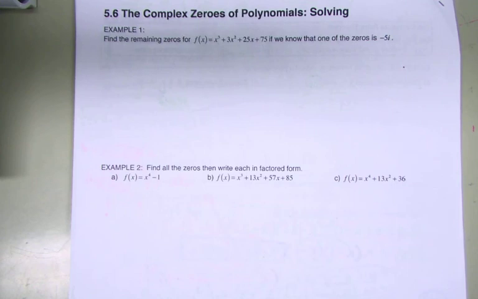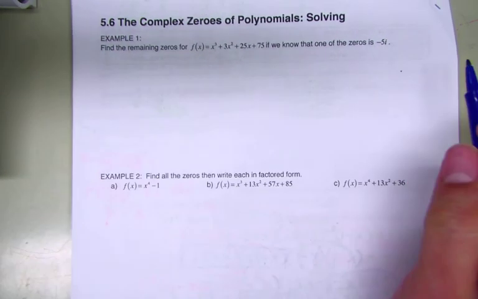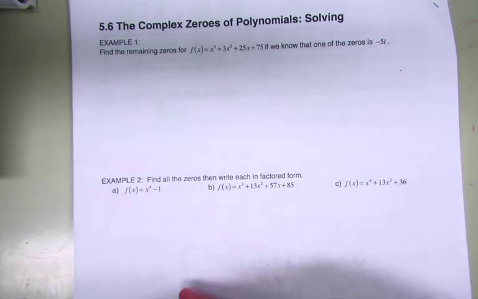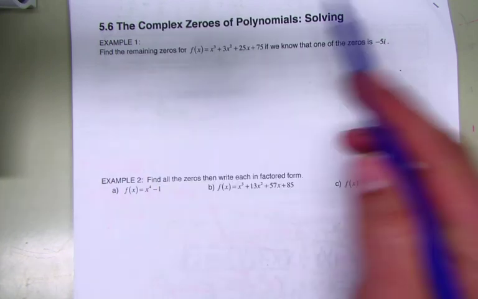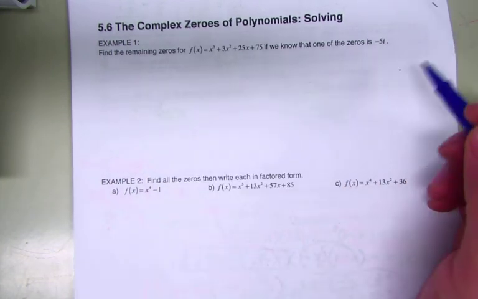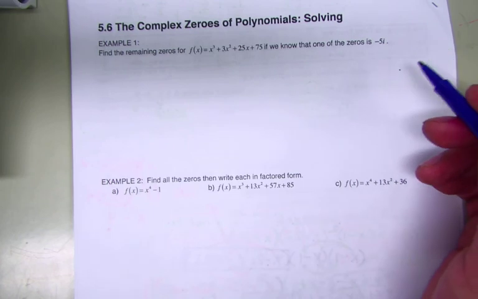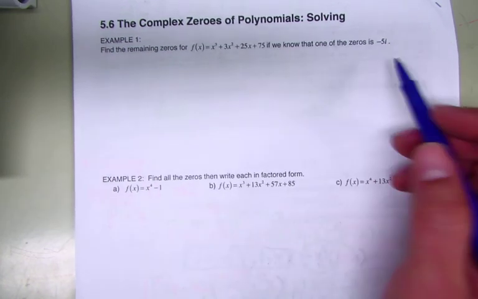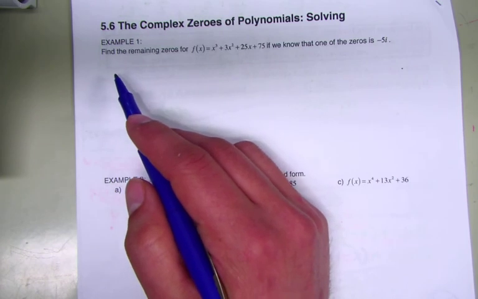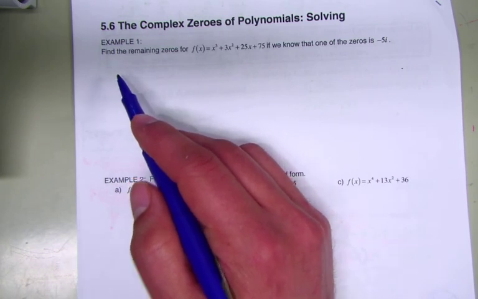So we're going to finally put everything together here for 5.6. And it's really just everything that we've done, and now you'll be finding all zeros. Okay, so you could have imaginary zeros, you could have zeros with radicals, lots of different scenarios. But yesterday you guys learned about the conjugate zeros theorem, right?